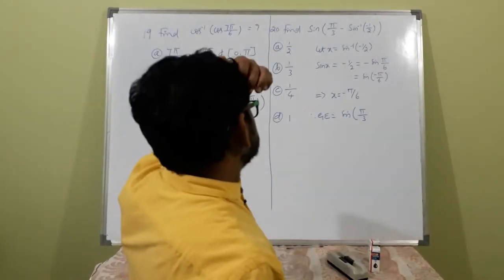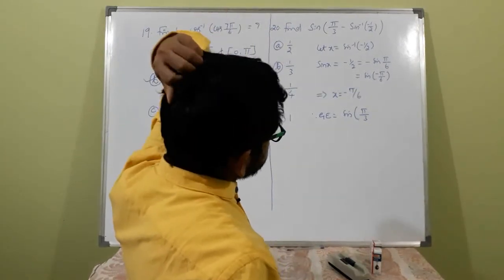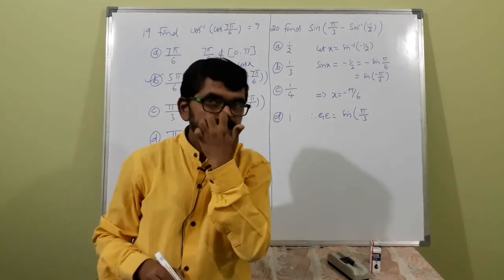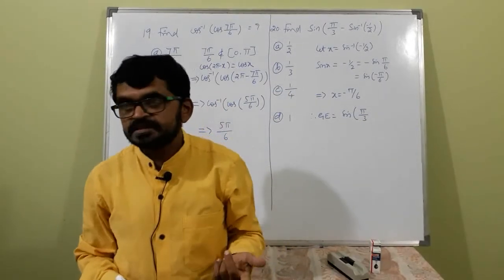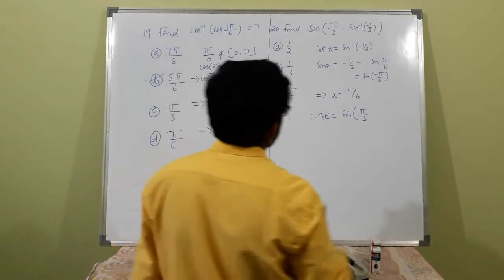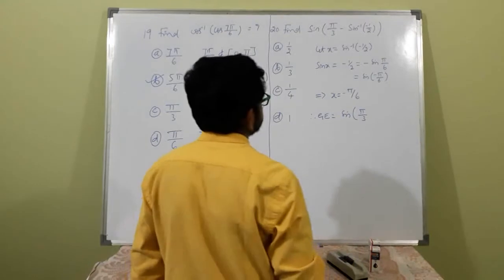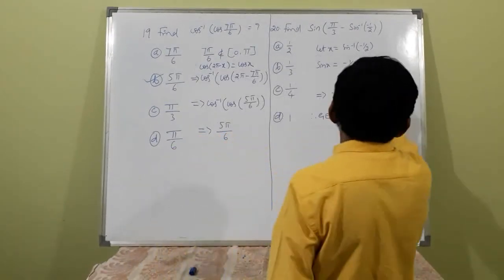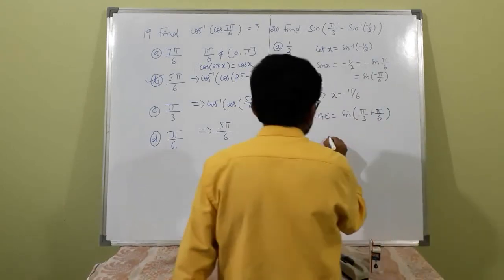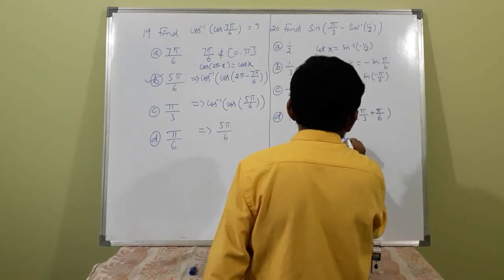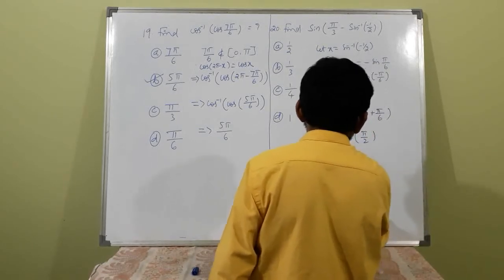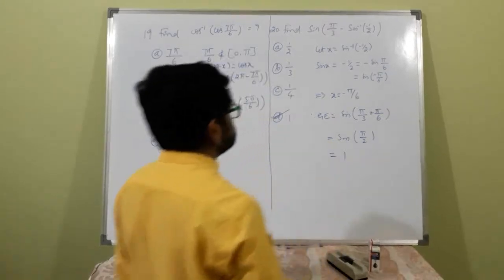You should be able to write directly, because sin inverse of half is π by 6, and sin inverse of minus half is minus π by 6. If you know that result, you can directly substitute, because these are all standard values. This is minus of, minus means plus. So sin of this is 5 by 2. The answer is 1. D is the correct answer.